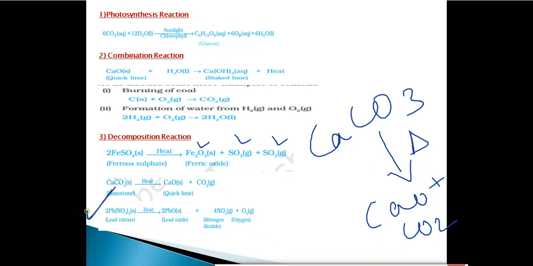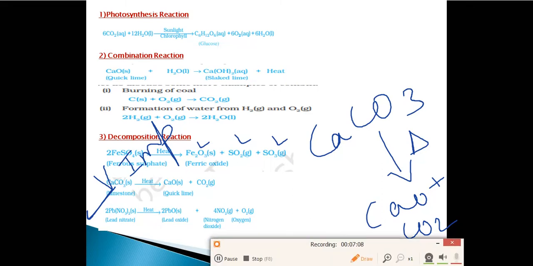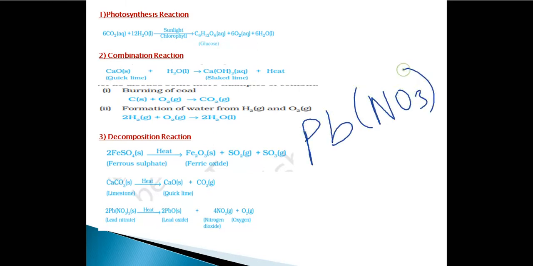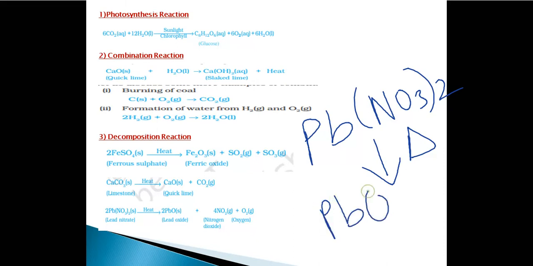Next, this reaction is very important, because many times questions are asked from it. So what is this reaction? Let's see. Lead nitrate. Lead nitrate is Pb(NO3)2. When you heat lead nitrate, it will break down into three products. First one is lead oxide, PbO, plus NO2, nitrogen dioxide, plus O2, oxygen.